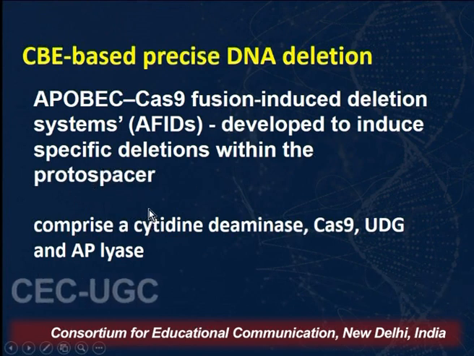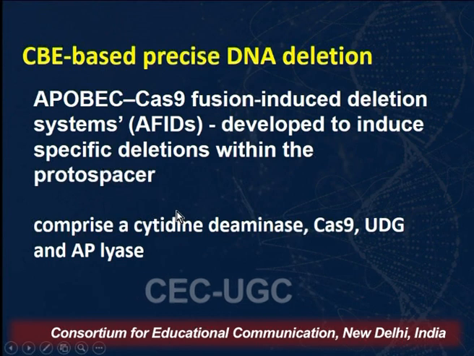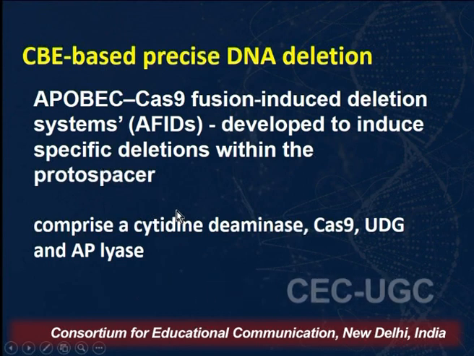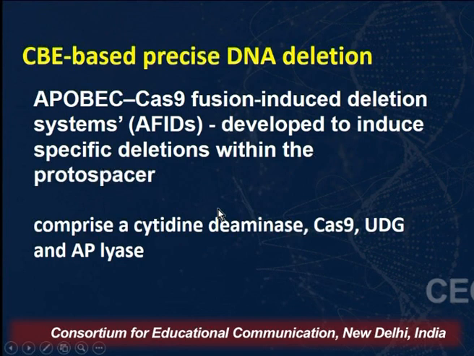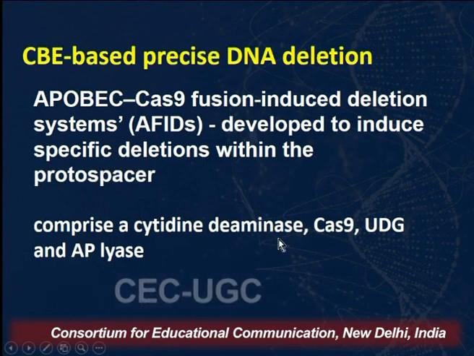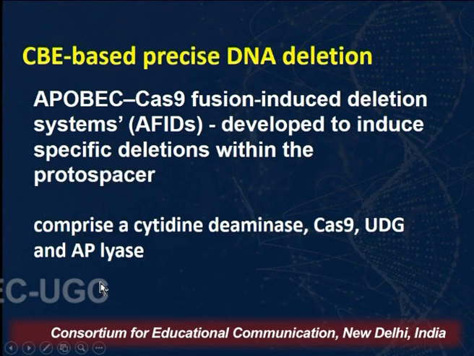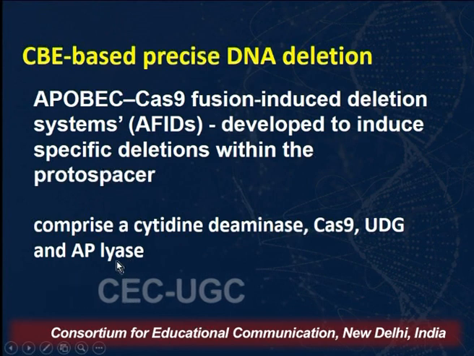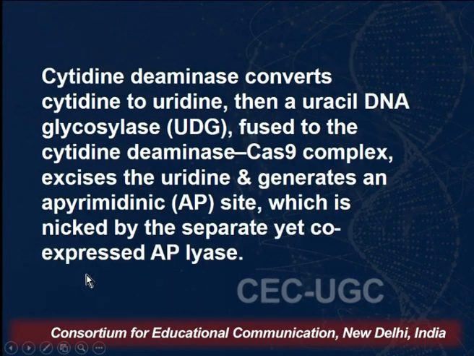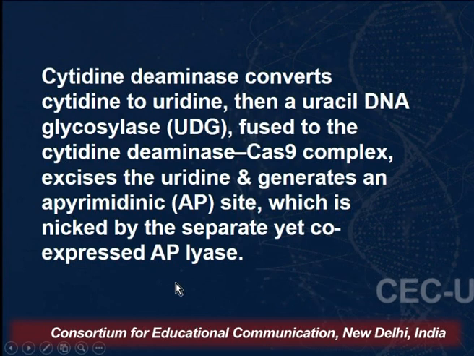So, like CBE and ABE were creating the base transitions, this is the one which is causing the deletions to occur. They comprise a cytidine deaminase, a Cas9 protein, a UDG and an AP lyase. So, this is the molecule that it contains. Now, how does it work?